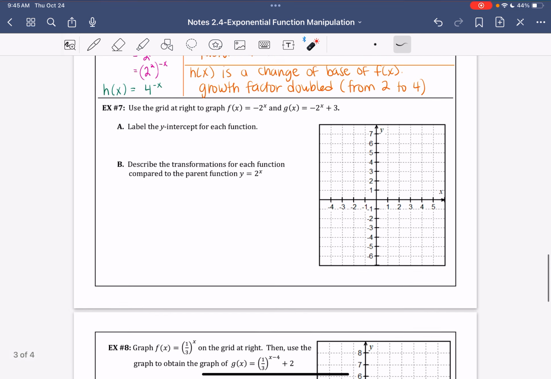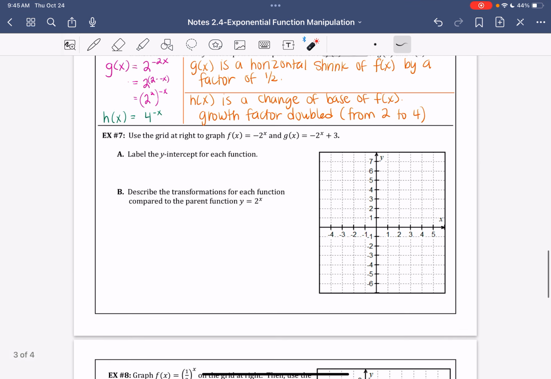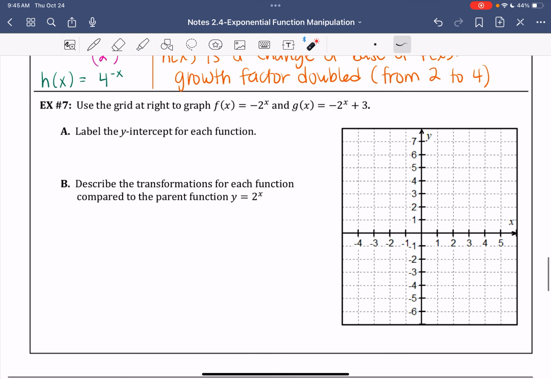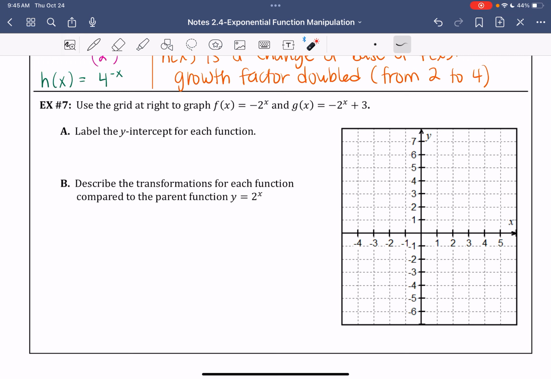Okay, so even more transformations. What happens when we start shifting vertically? So this one has a +3 at the end. So example 7, use the grid at the right to graph f of x equals -2 to the x and g of x. Okay, so this time they didn't really give us much room to do a table, so we're going to have to wing it. But I promise this is easy.